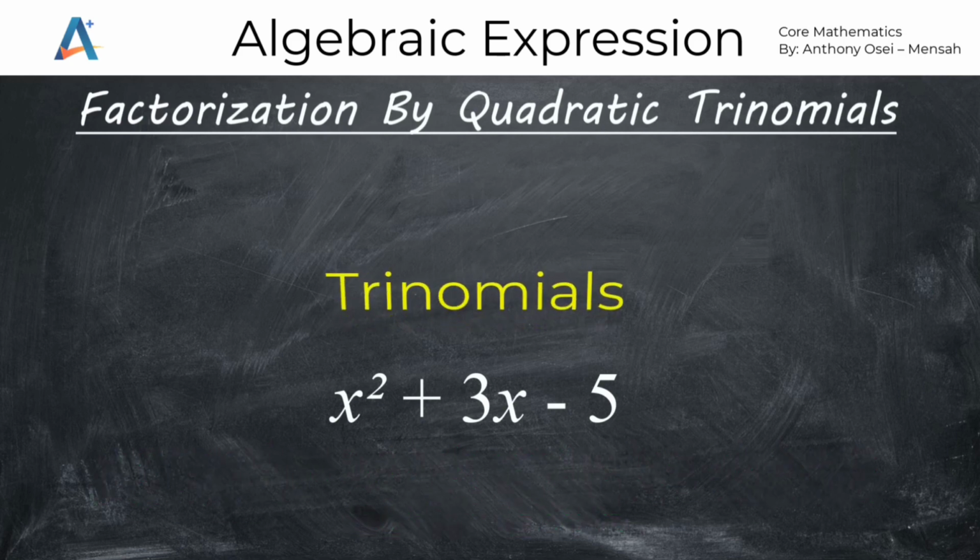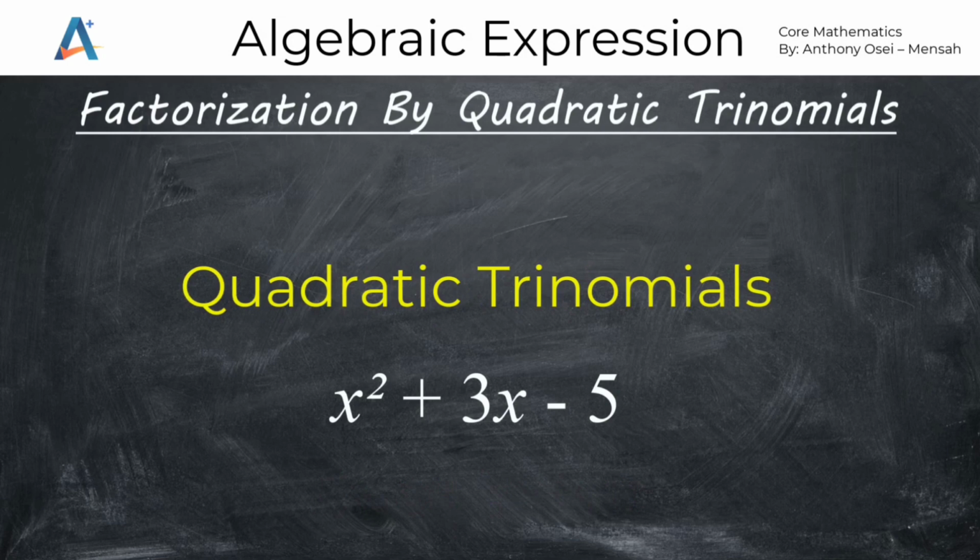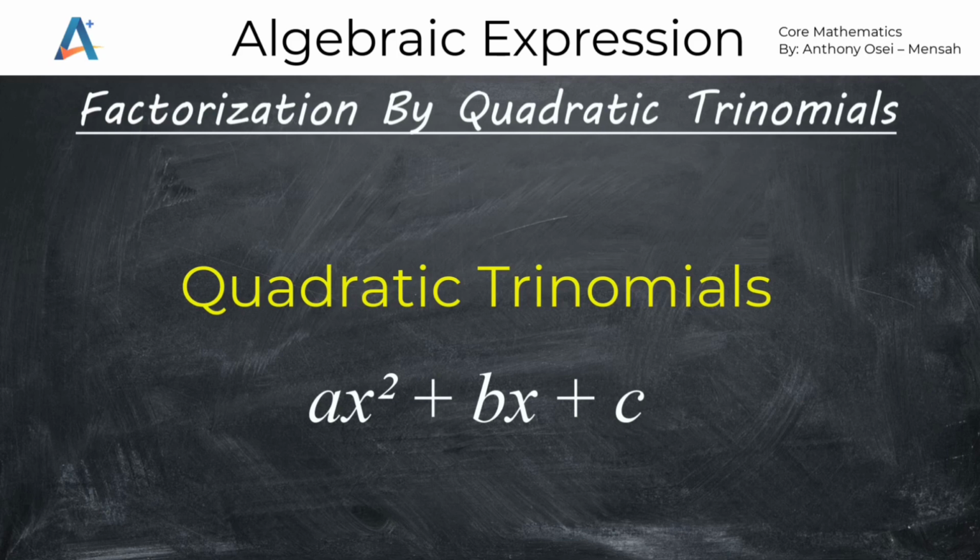Now, trinomials. The word trinomial means 3 terms. From this particular expression, which is quadratic, we can see the first term, the second term, and the third term, which makes this expression a trinomial. So in a nutshell, a quadratic trinomial has the general form ax squared plus bx plus c.